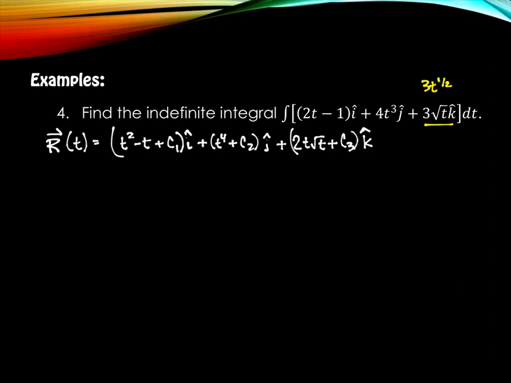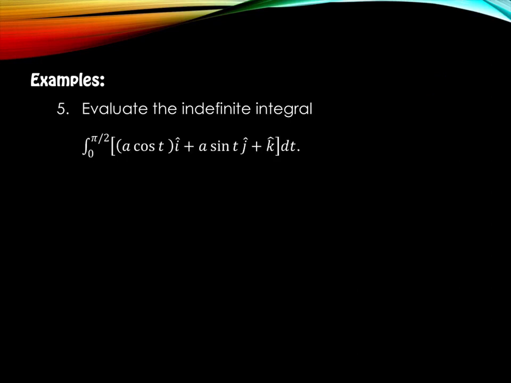Okay, everybody good with that? Remember how the radical stuff works? Wonderful. The next one has A's in it. A is just a constant and doesn't really do anything differently, but just be aware of that. It also wants us to do, this should say the definite integral. This is what happens when you copy and paste things. So we're going to evaluate the definite integral from 0 to pi halves of a cosine t i, a sine t j, and k.